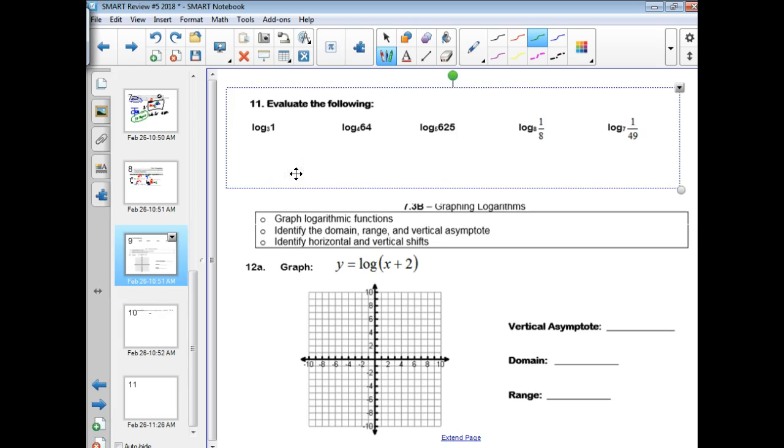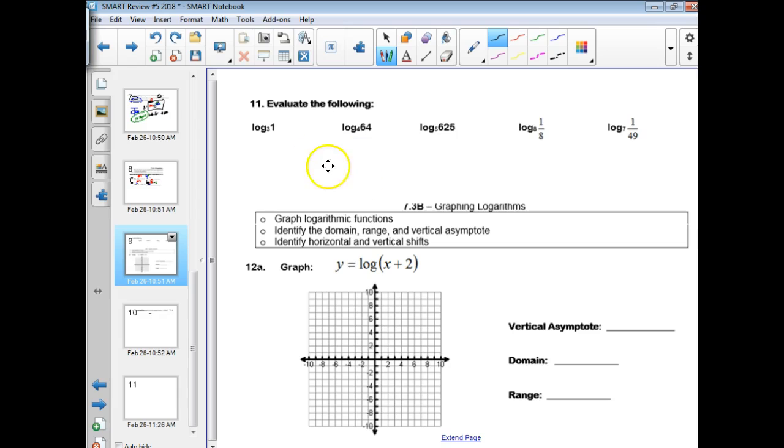All right. Number 11. Let's go to number 11. We're going to evaluate these logarithms. My brain does not think in terms of logarithms, but my brain can totally think about these in terms of exponentials. So this is where we said equals what? And then I'm going to rewrite it so my brain can think about it.